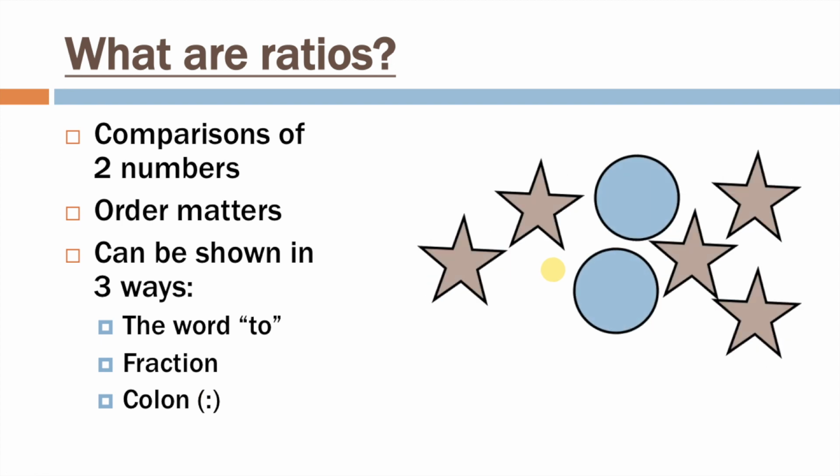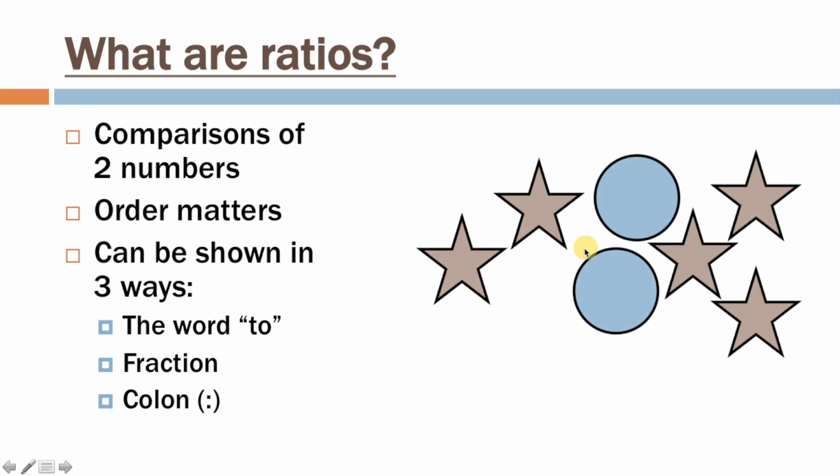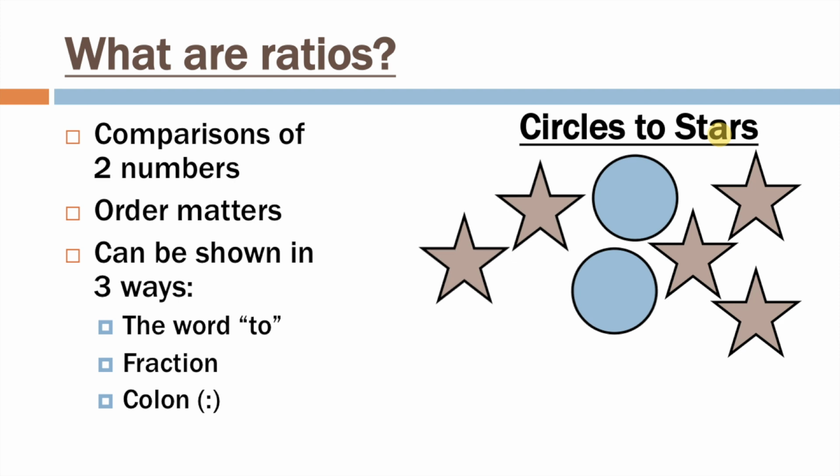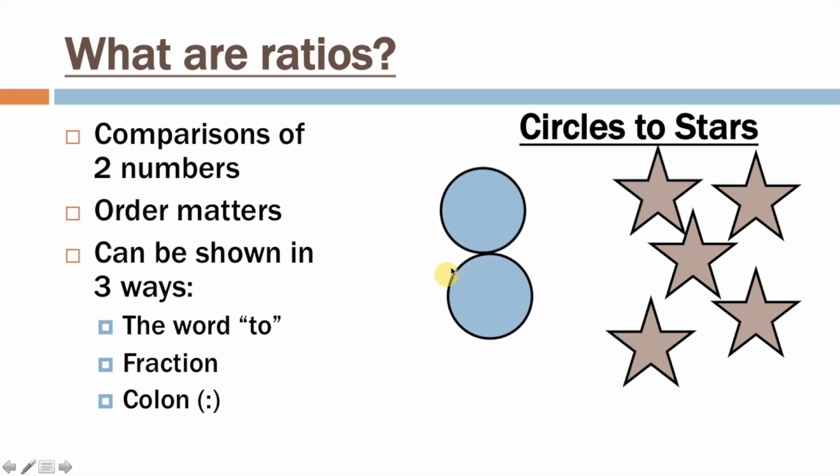So let's say we have all these shapes over here. And I want to know what the ratio of circles to stars is. Like we said before, order matters. So whichever one we're talking about first should be the first number in our ratio. And whatever we're talking about second should be the second number in our ratio. Now I want this to be a little bit neater, so I'm going to shift everything around so that I put the circles to the left and the stars to the right.